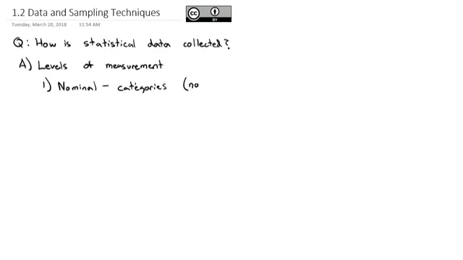You might say there are no numbers. So for some examples of nominal categories, you could look at color. Or maybe a yes-no survey. Do you support this political issue? Or maybe some type of label. Or gender.